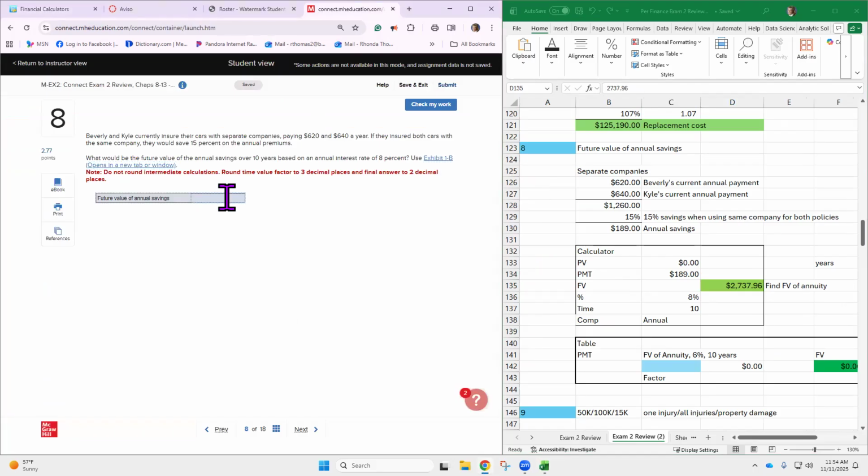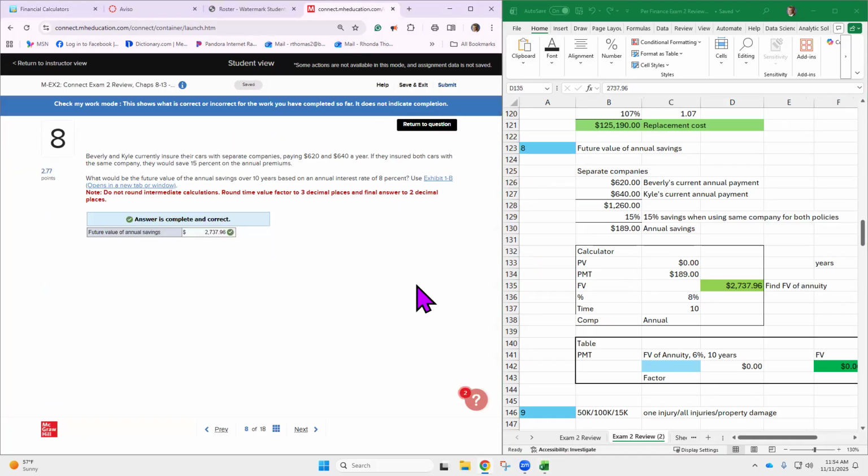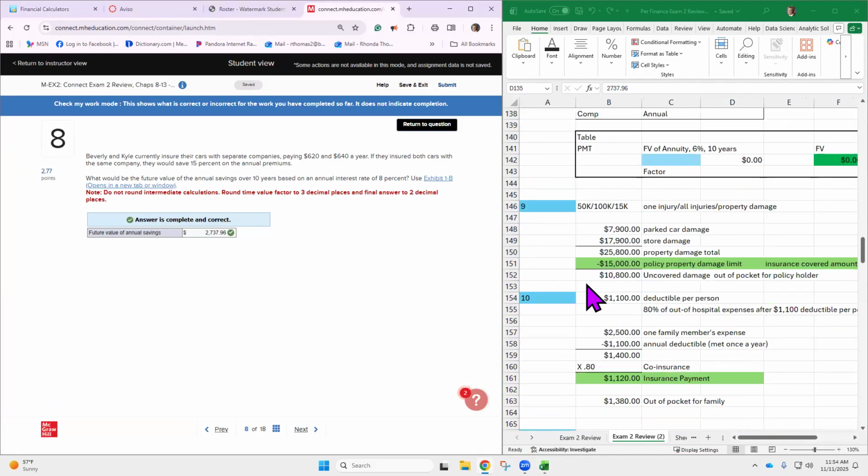So the future value should be $2,737.96. Okay, let's see if I'm right. And they say to use 2 decimal places. I think we're good. All right, moving on.